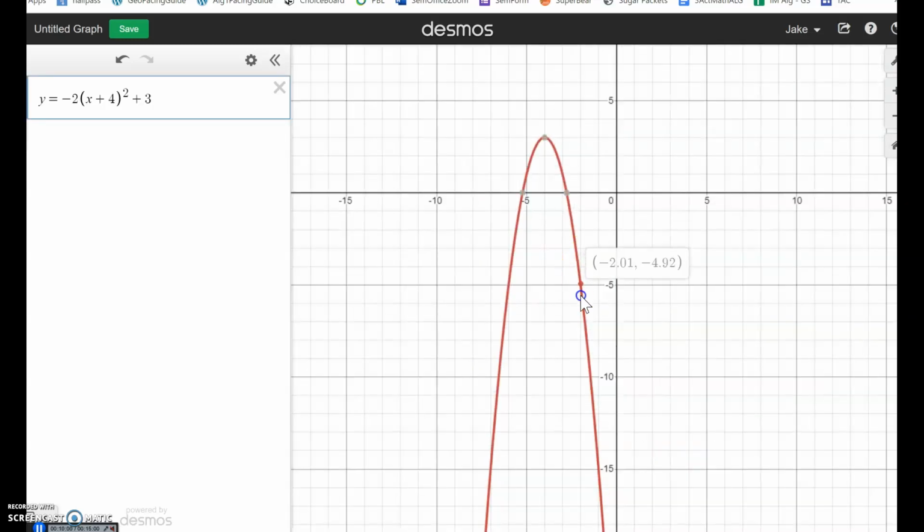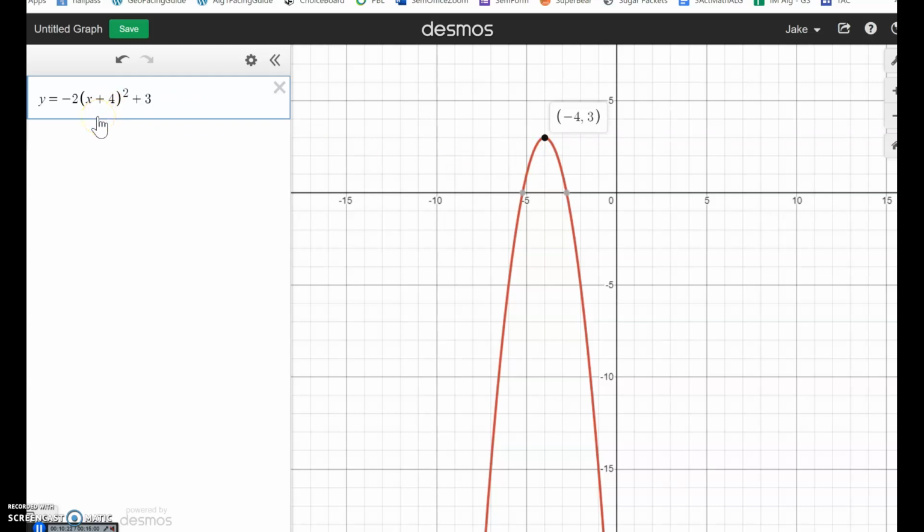And then the vertex is at (-4, 3). Can you see that in the equation? -4 because it's the opposite of this, and then +3. There it is. That's why this is called vertex form, because you can identify the vertex very quickly.